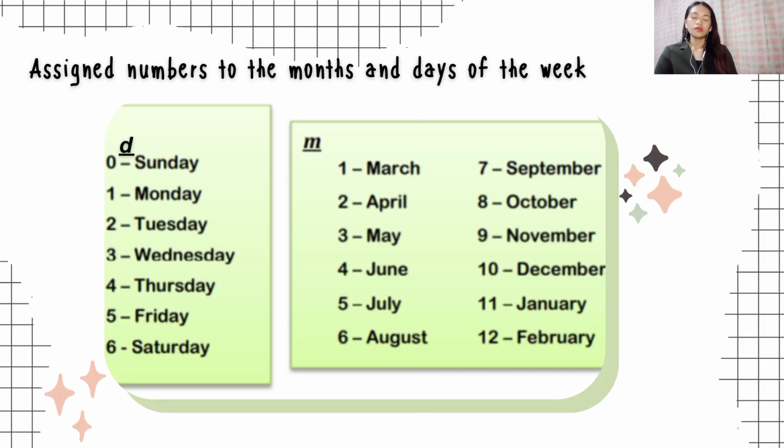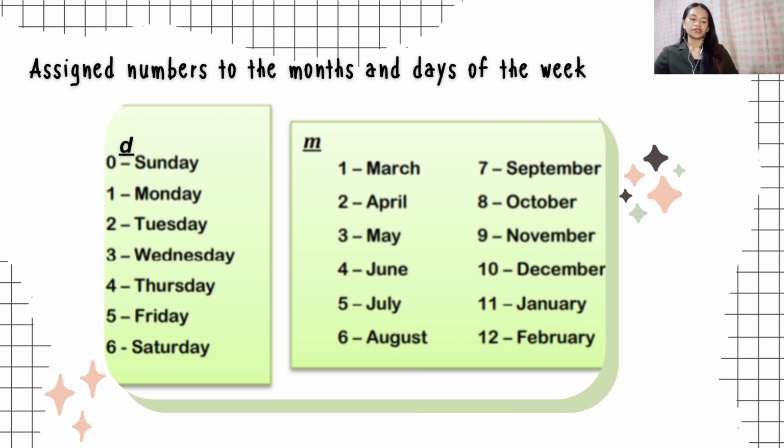So now going back, in order for us to determine the day of the week, we have to assign numbers to the days of the week and the months. So we have here 0 for Sunday, 1 for Monday, 2 for Tuesday, 3 for Wednesday, 4 for Thursday, 5 for Friday, and 6 for Saturday.